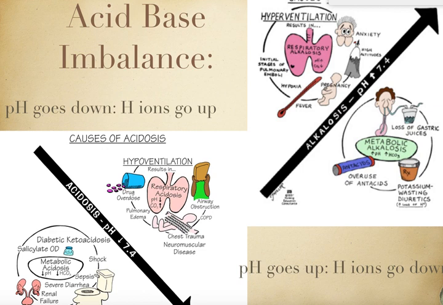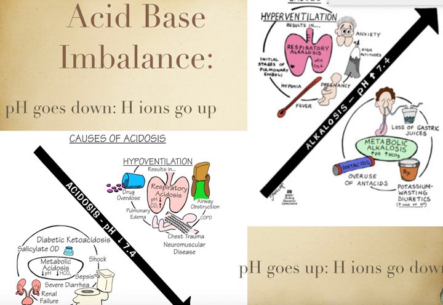Which leads us to acid-base imbalances. So acid-base balance depends upon your hydrogen ion balance or concentration. Remember your pH scale. Greater than 7 is alkaline or basic. Less than 7 is acidic. Remember that hydrogens are acidic.